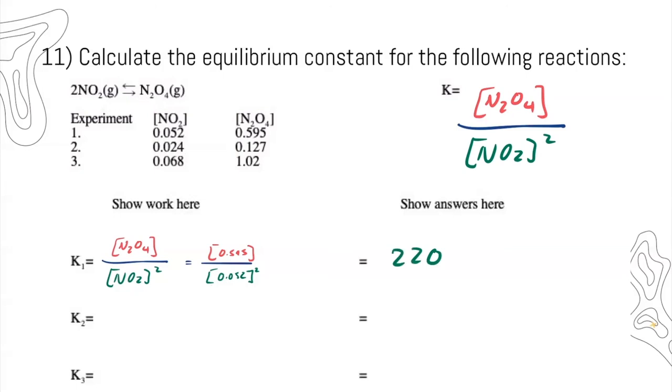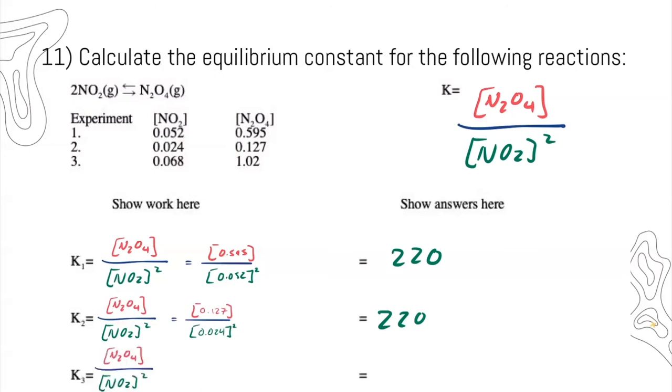Now let's do the same thing for our other two trials. Again, using my expression, plugging in my data from my table to get an equilibrium constant of 220. Last one, again, same expression, I'm going to use the data from my table and plug that into my calculator, and I get an equilibrium constant of, again, 220.